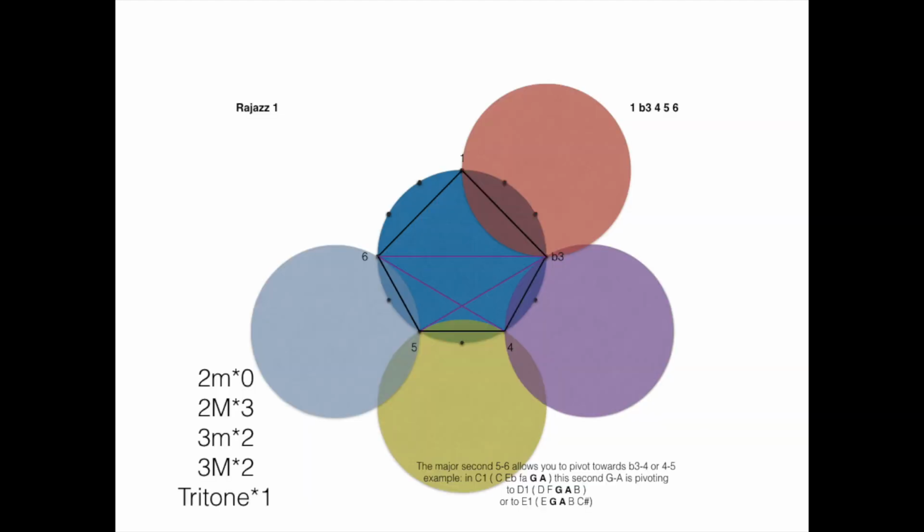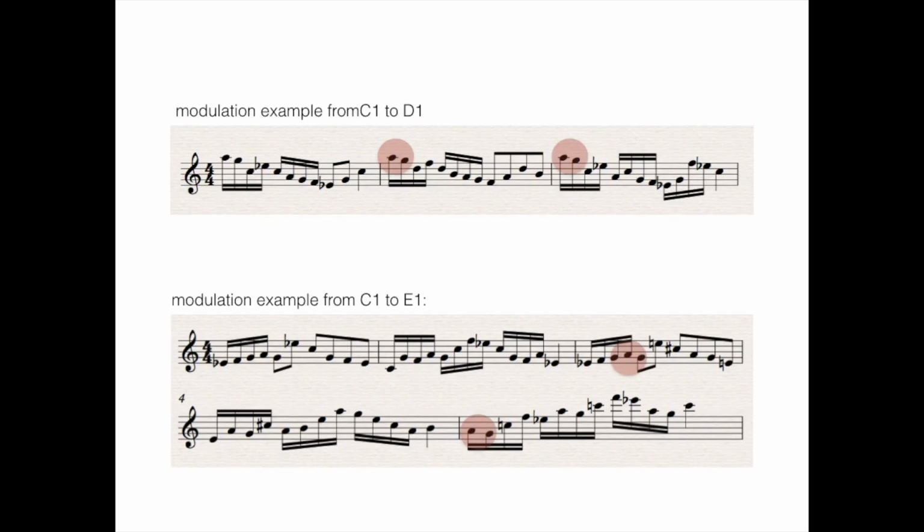The major second we have between 5 and 6 allows you to pivot towards the major second you have between flat 3 and 4 or between 4 and 5. For example, in C, the major second you have between G and A allows you to pivot to Rajazz 1 in D, where you find GA between 4 and 5, or to Rajazz 1 in E, where you'll find GA between flat 3 and 4. Here's the first example of modulation from C to D using GA as a pivot. And another example of modulation from C to E using GA as pivot.